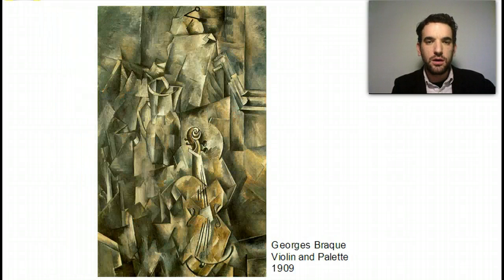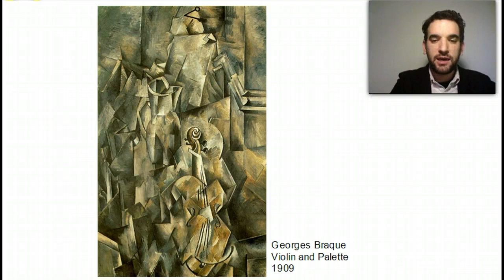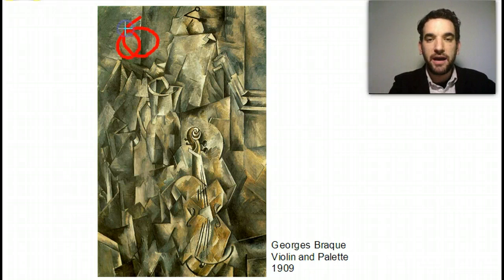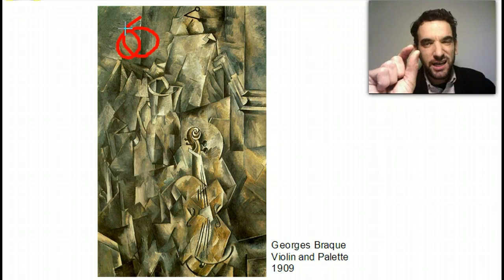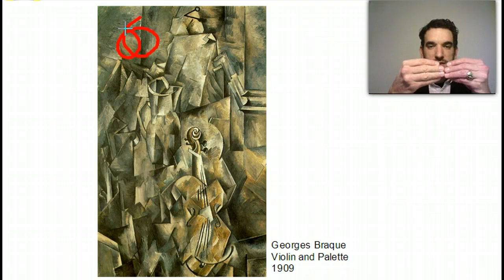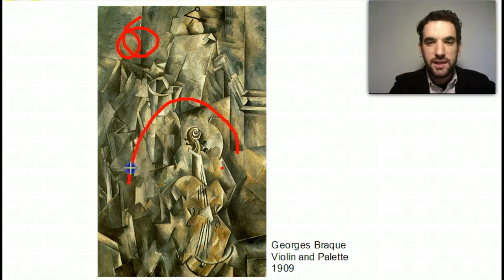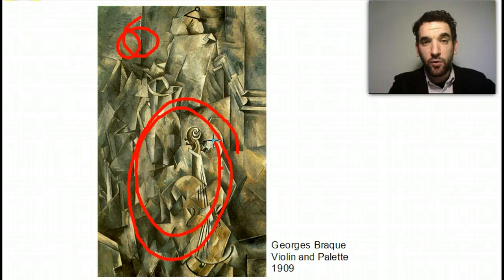So, looking at analytic cubism, we can see here that this area back here is the background. So there's a tiny, minuscule amount of distance between the stuff that's up here and the stuff that's back here. Because this is what would be sitting in the very foreground when you see this work in person. This is the violin and palette from 1909, so this is very much part of the analytic cubist tradition.